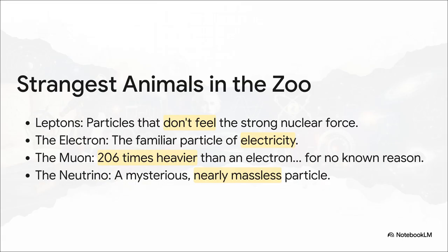These guys, like the electron we all know, are fundamental particles, but they don't feel that super strong force that holds the nucleus together. But the weirdest one of all, the muon. It seems to be a perfect copy of the electron, only it's 206 times heavier. For no reason at all. To this day, we have no idea why it even exists.